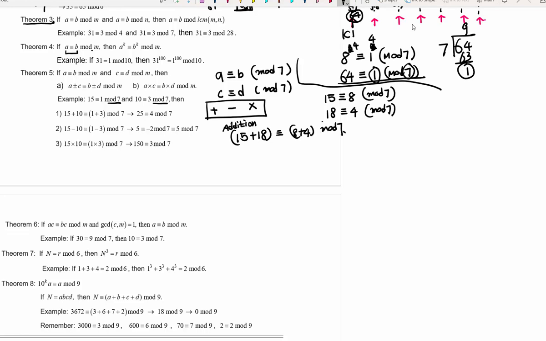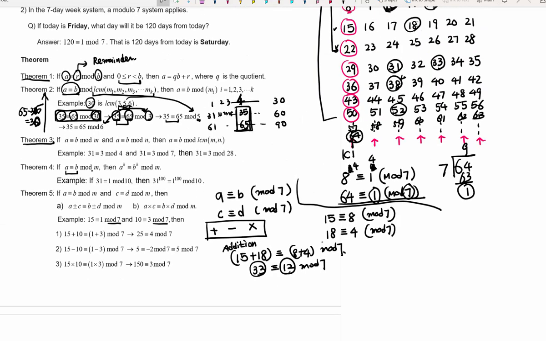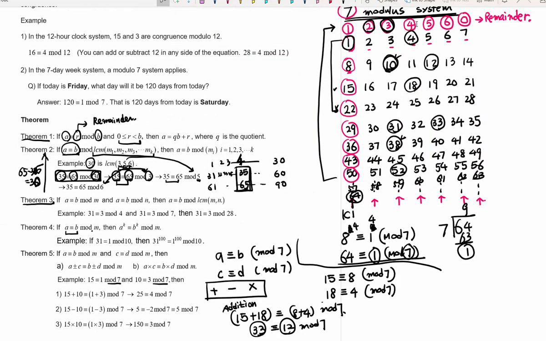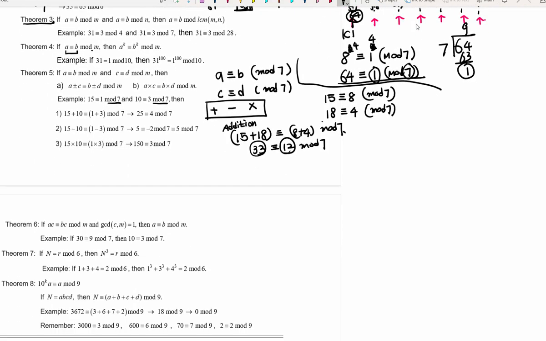Okay. So 18 plus 30, this is 33 and 12 mod 7. But this is already equal, right? Because what, 33 and 12 is what? In the same column. Now let's check the 33 and 12, where is it? In column 5, the remainder is 5. It's okay? They already make remainder 5.